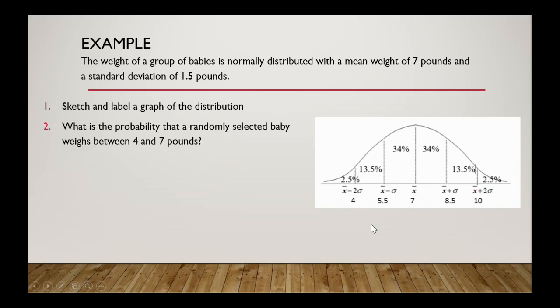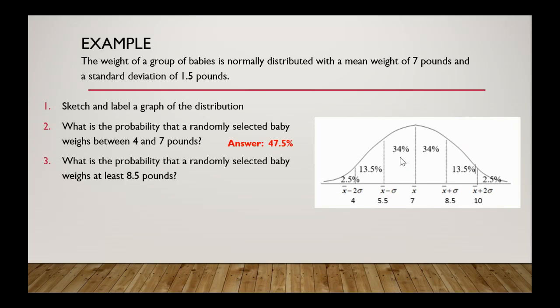And now once you have this graph, we can actually answer some probability questions. So for example, what is the probability that a randomly selected baby weighs between 4 and 7 pounds? Looking at our graph, I see 4 pounds and 7 pounds. To find the probability, all you're going to do is add up the percentages that lie within the interval from 4 to 7. So here I'm going to take 13.5%, add it to 34%, and when you do, you should end up with 47.5%. So in other words, there's a 47.5% chance that the baby will weigh between 4 and 7 pounds.